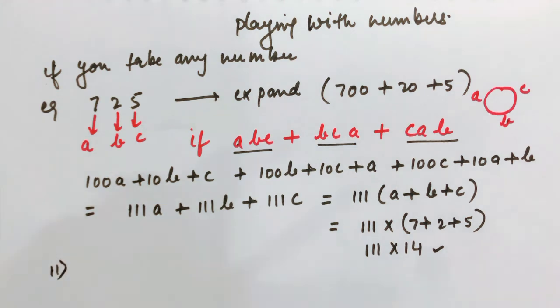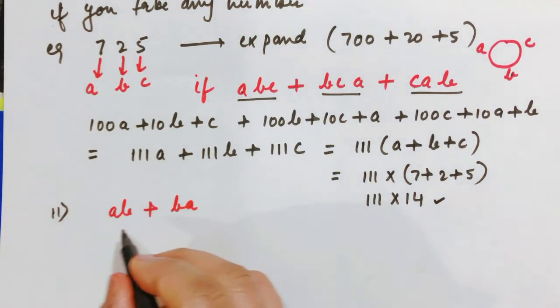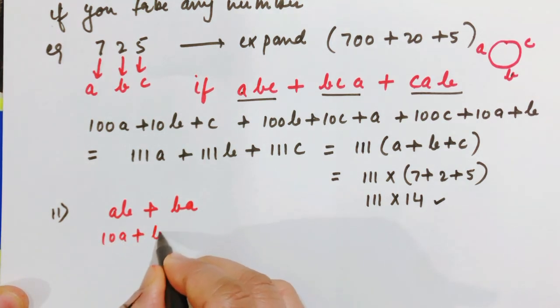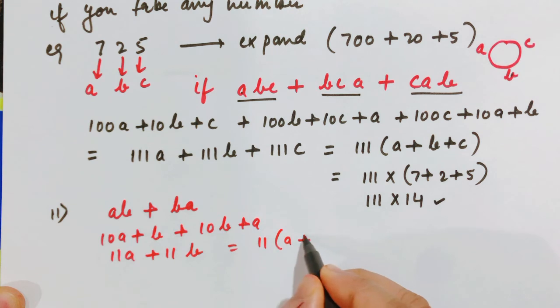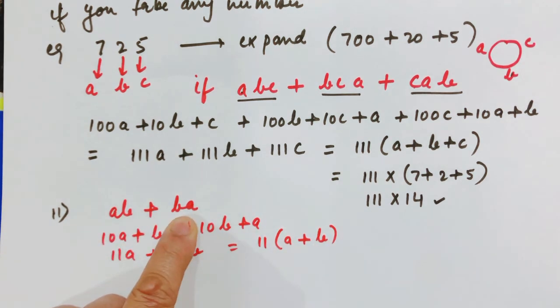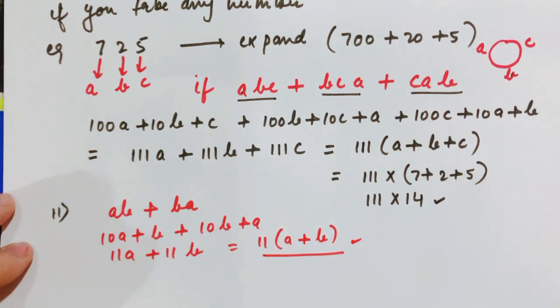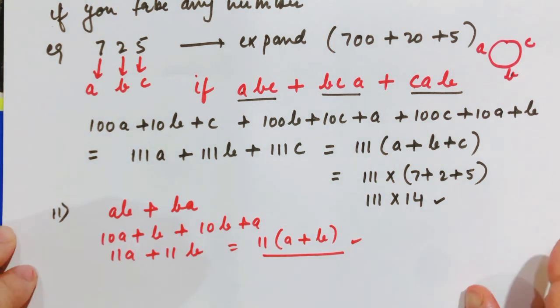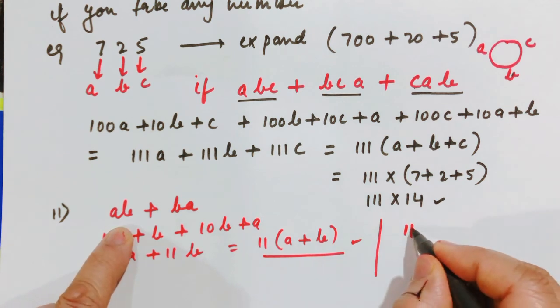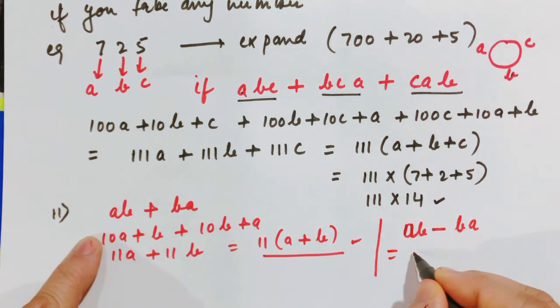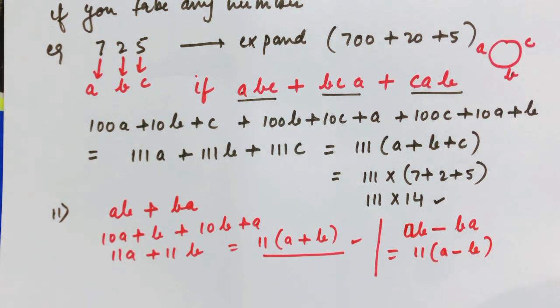Similarly, let us see if ab and ba are added, what do we get. Adding ab and ba, we get 10a plus b and 10b plus a. So we get 11a plus 11b, which is equal to 11 times a plus b. When ab and ba are added, the final result will be 11(a plus b). Let us also see if we do ab minus ba, then finally you will get 11(a minus b), isn't it? 11(a minus b) is the final result here.